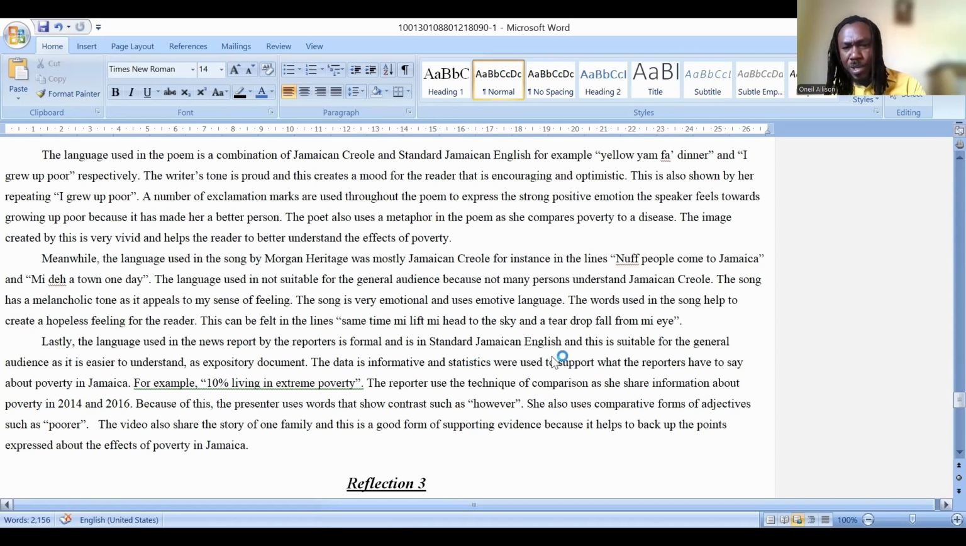All right. And then lastly, the language used in the news report by the reporters is formal and is in standard Jamaican English. This is suitable for the general audience as it is easier to understand, as an expository document. The data is informative and statistics were used to support what the reporters have to say about poverty in Jamaica, for example, 10% living in extreme poverty. The reporter uses the technique of comparison as she shares the information about poverty in 2014 and 2016.